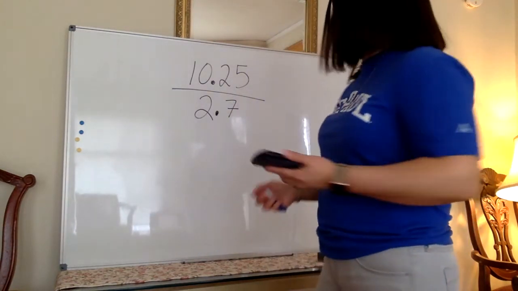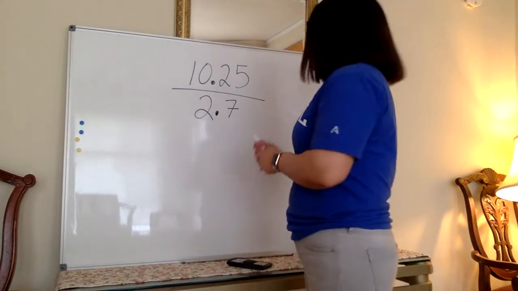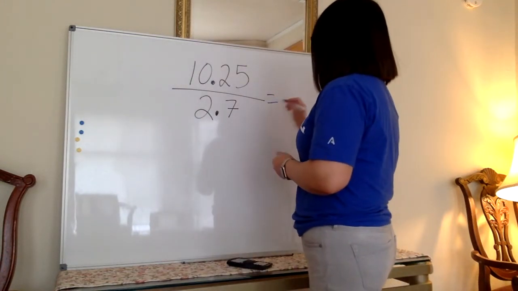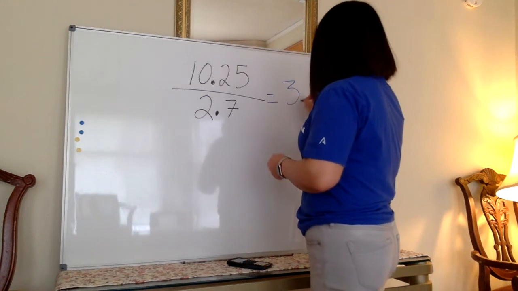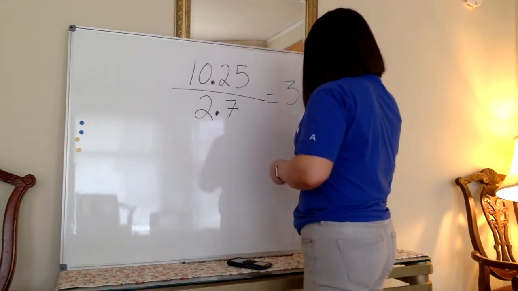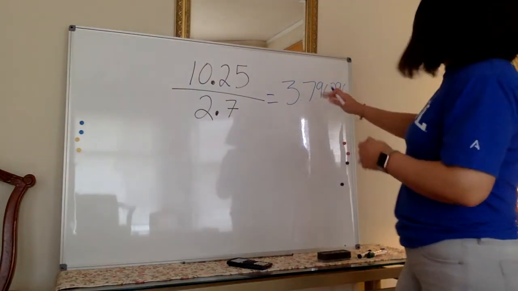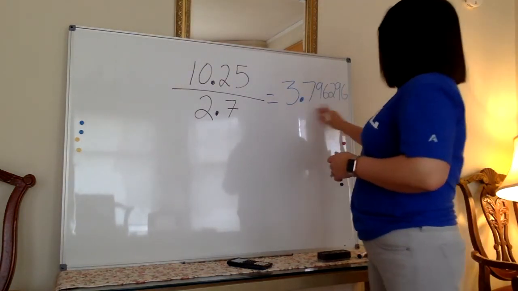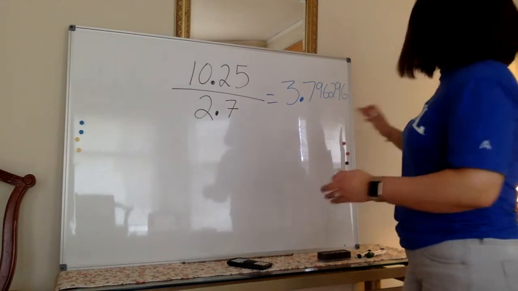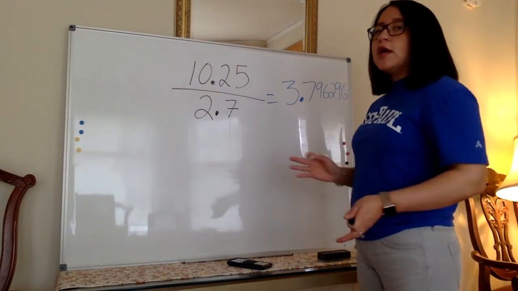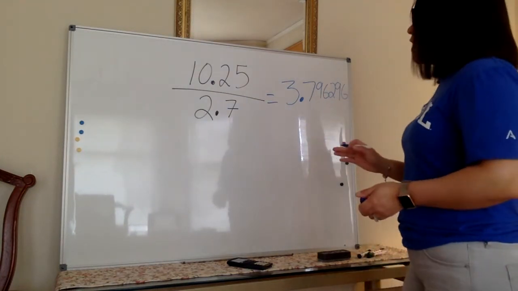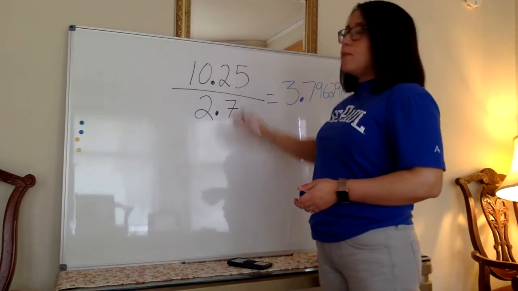divided by 2.7. And if you do this, you should get a really big number, 3.796296296. Obviously, that's not your final answer, but I'm just going to write it here so you guys can have it. I just stopped there, but obviously this is not all you're going to write. So this is always the question, where do I round? Where do I stop?